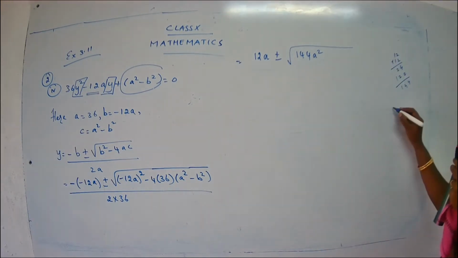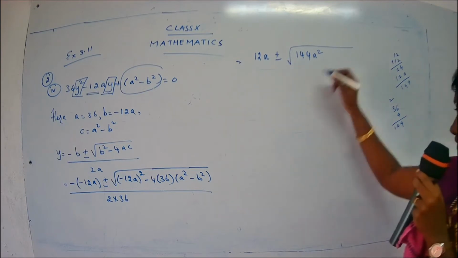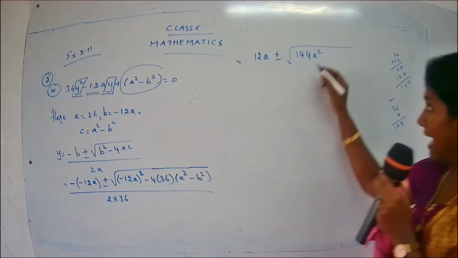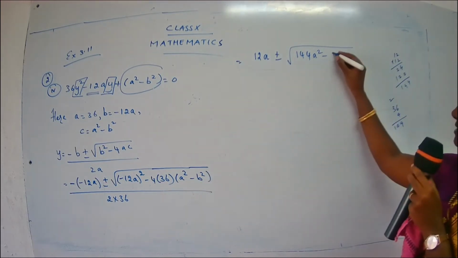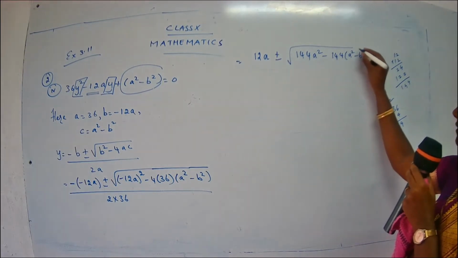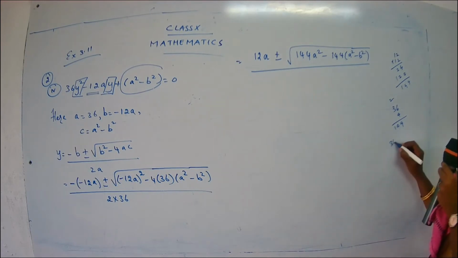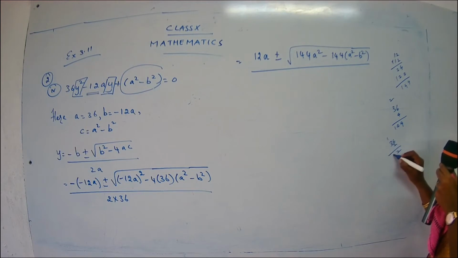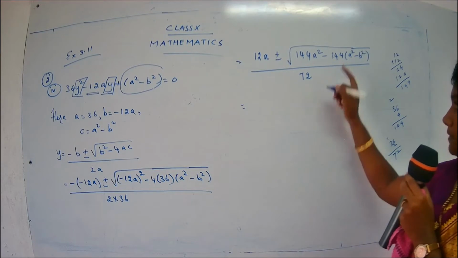Now let's try to open this bracket, children. What is 36 into 4? 6 4s are 24, 12 and 14, so 144 again here. I'll have one more step, no problem. Minus, and I'll just write this answer, minus 144 a square minus b square upon 2 into 36. It's 72. Okay. So this is equal to, now let me open this bracket.